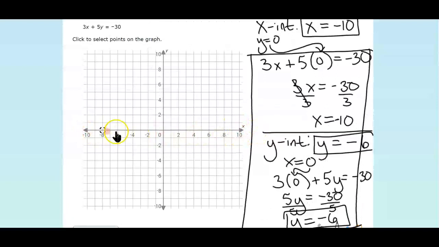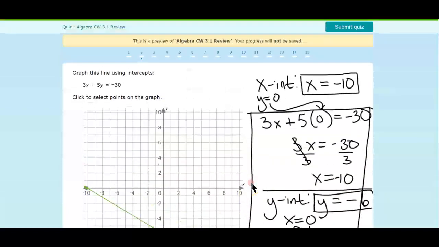Our x-intercept is on our x-axis. That's where the graph crosses or touches the x-axis. In this case, that is at x equals -10. The y-intercept is where the graph touches the y-axis. Since it's -6, it's going to be down underground. -6 crosses the y-axis. So make sure you've graphed that before we move on to number 3.